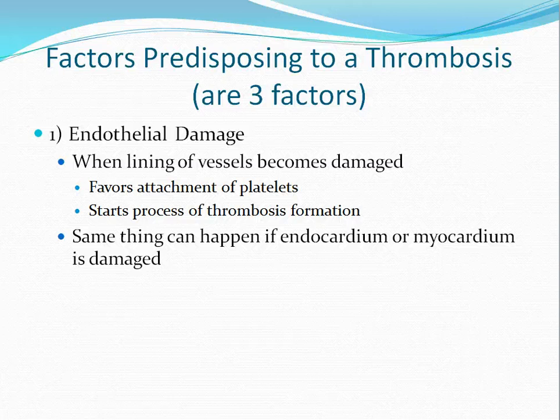There are various factors that can predispose a person to developing a thrombosis. There are three factors that we will look at. The first factor is endothelial damage. When the lining of the blood vessels becomes damaged, it then favors the attachment of platelets. This will start the whole process of thrombosis formation.